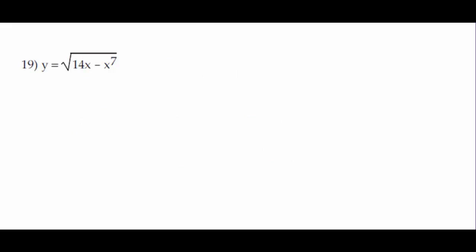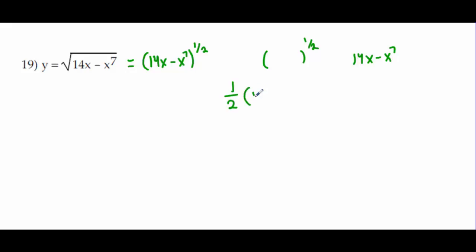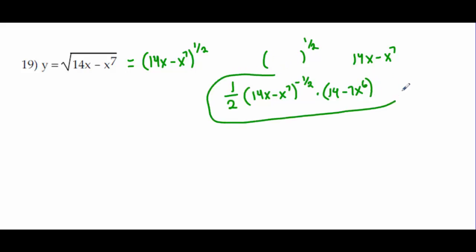I want to use the fact that a square root is a 1/2 power, and then use the chain rule. So my shell is the 1/2 power, and then 14x minus x to the 7th is the inside. So this is going to be 1/2 times 14x minus x to the 7th. I'm going to subtract a power from 1/2, which gives me negative 1/2. And then I need to times this by the derivative of the inside, which gives me 14 minus 7x to the 6th. You can leave this alone.